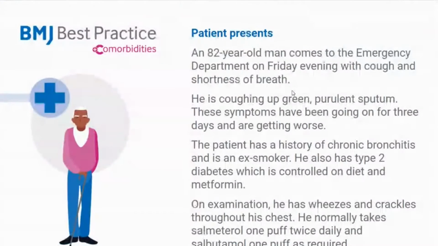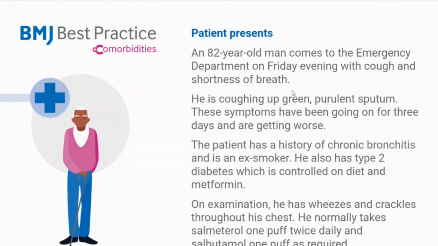So here's the scenario. Imagine for a minute that we have an 82-year-old man who comes to the emergency department on a Friday evening with cough and shortness of breath, coughing up green, purulent sputum. Symptoms have been going on for 3 days, getting worse. Past history of chronic bronchitis in an ex-smoker, type 2 diabetes in the background, and he's got wheezes and crackles in the chest, takes inhalers and metformin.